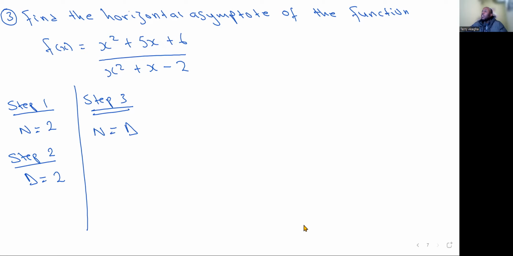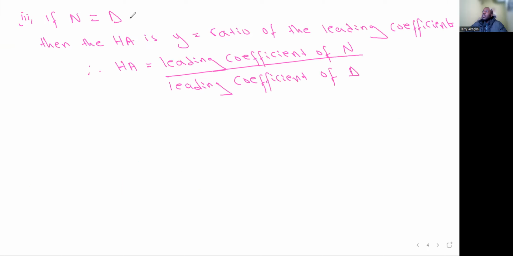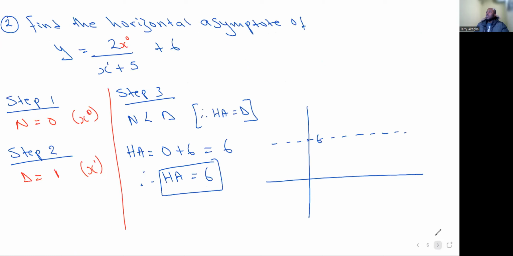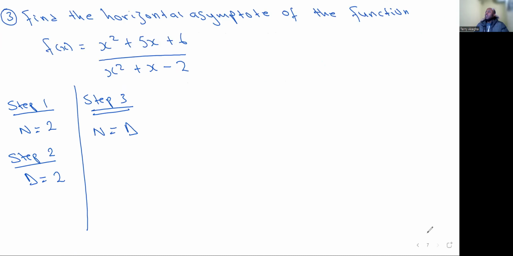Now, because n is equal to d, remember we told you that you have to find the ratio of the coefficients. So when n is equal to d, the horizontal asymptote is equal to the ratio of the leading coefficients. So let's go back. The number in front of x squared in the numerator is 1, divided by the number in front of x squared in the denominator, which is also 1. So therefore, the horizontal asymptote is equal to 1. All right?